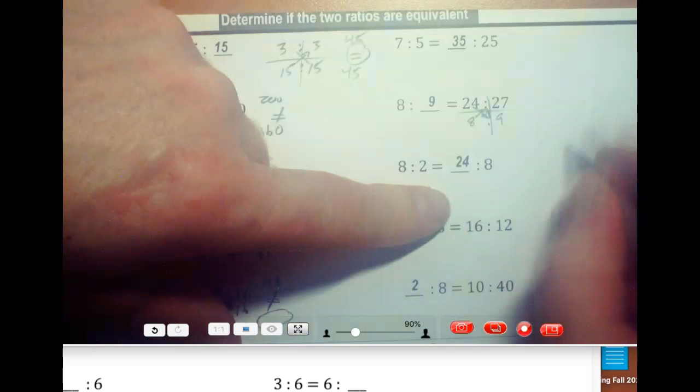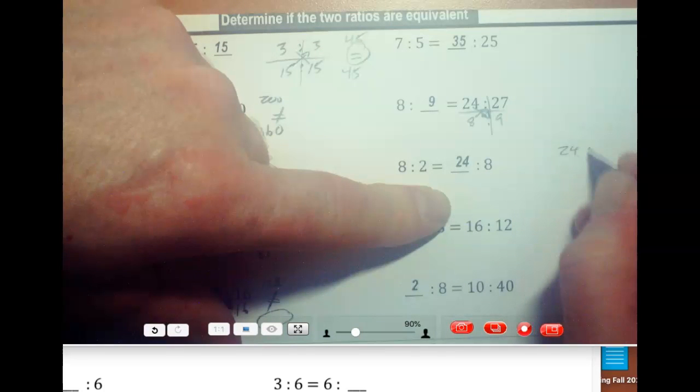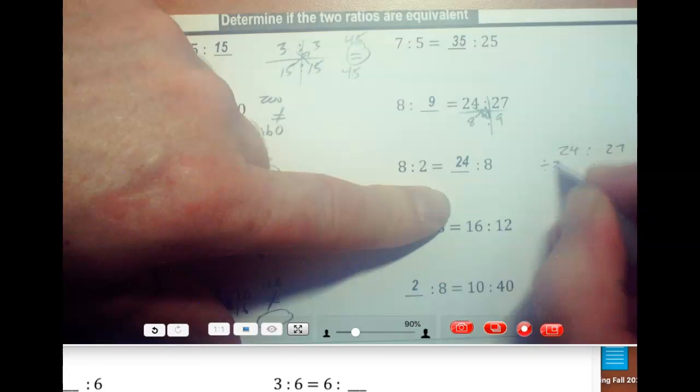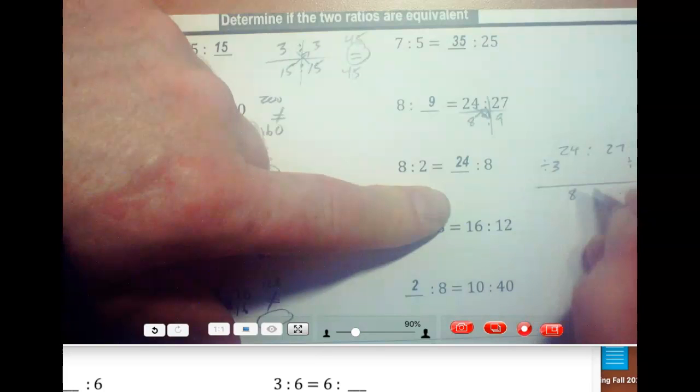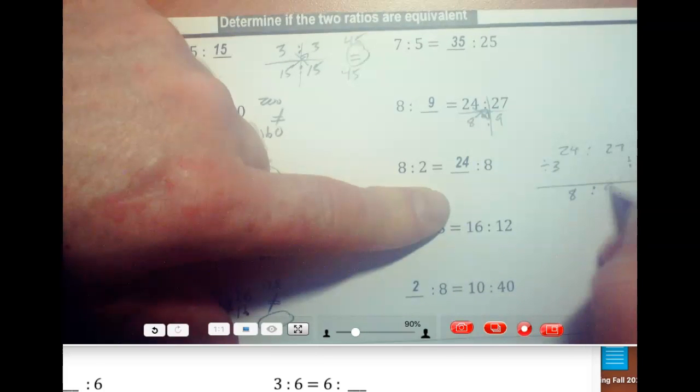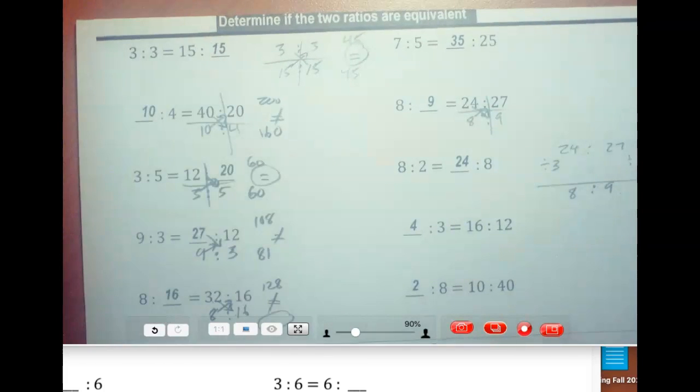So if you think about 24 to 27 here, what if we divided both of these by 3 on this side and on this side? 24 divided by 3 would be 8. 27 divided by 3 is 9. So if they can be simplified down into the same ratio, then we know that they are equal too. So that's just another way to do this. All right, take a look at the front side.